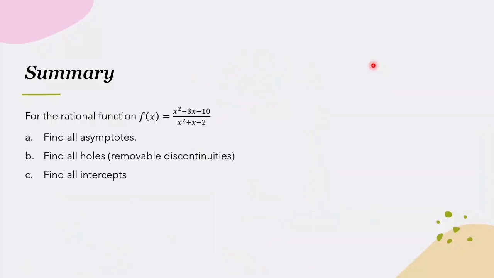All right, let's take a look at another example. Let's see if we can find all asymptotes, find all holes, find all intercepts. I have the function f of x equals x squared minus 3x minus 10 divided by x squared plus x minus 2. I'm going to start by factoring as much as I can.